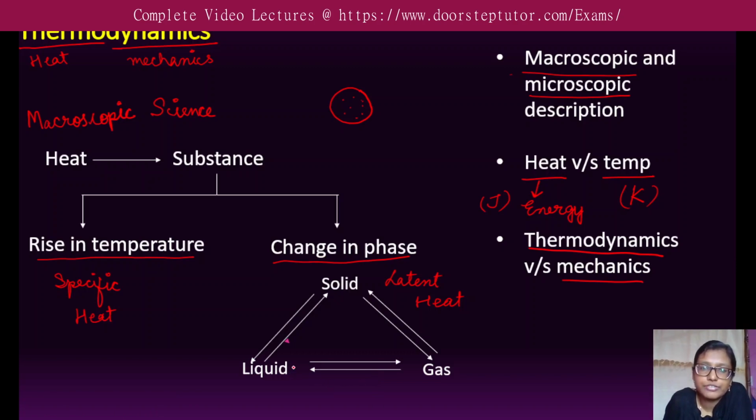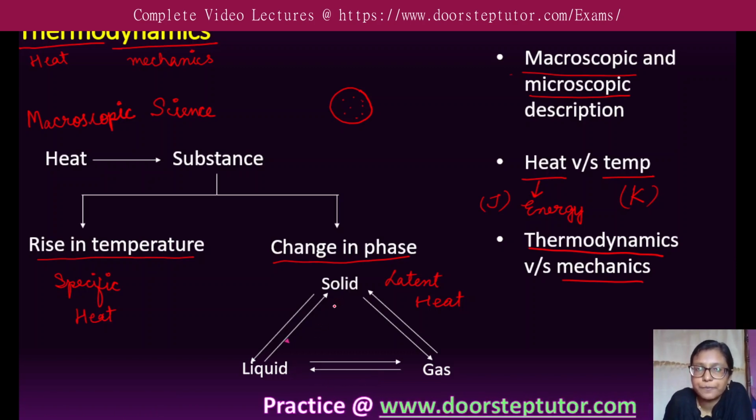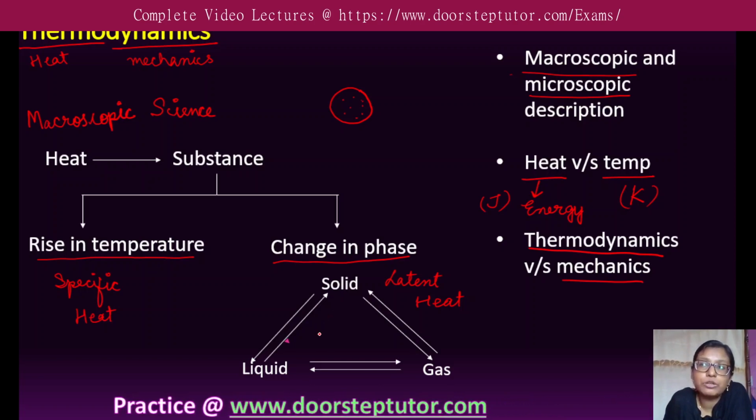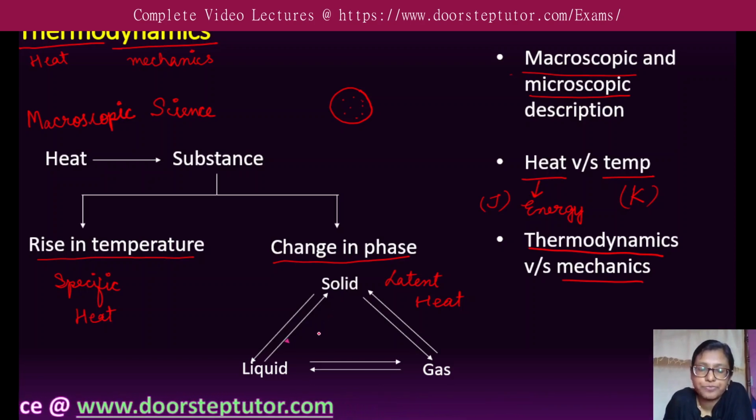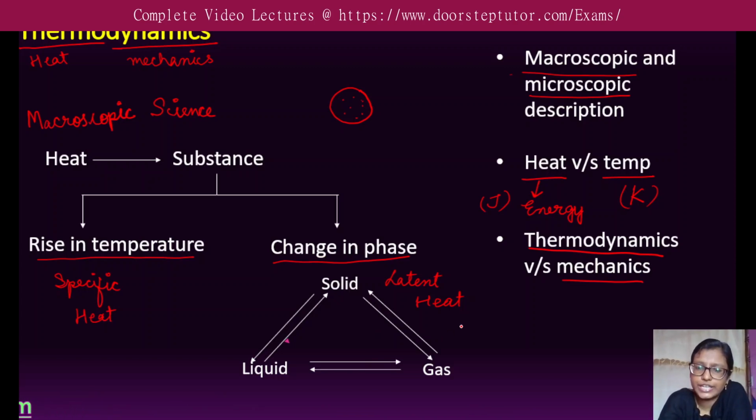Next, the phase change from liquid to solid is called freezing. For example, we freeze water to form ice. Okay, so these are the various types of phase changes.